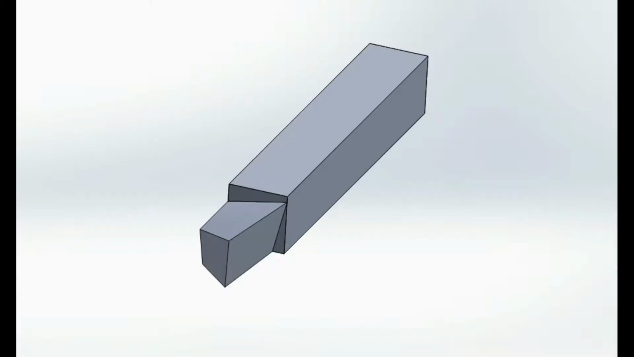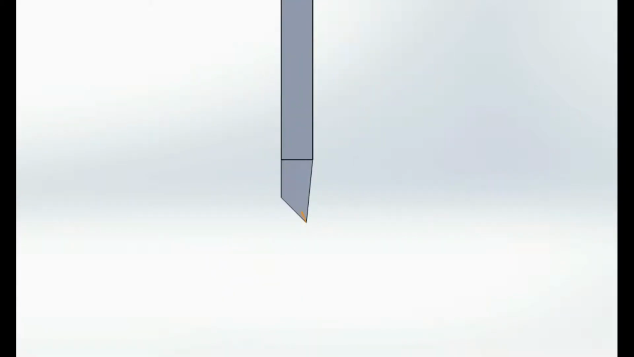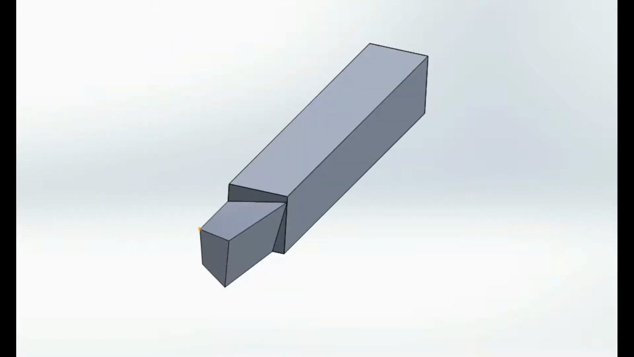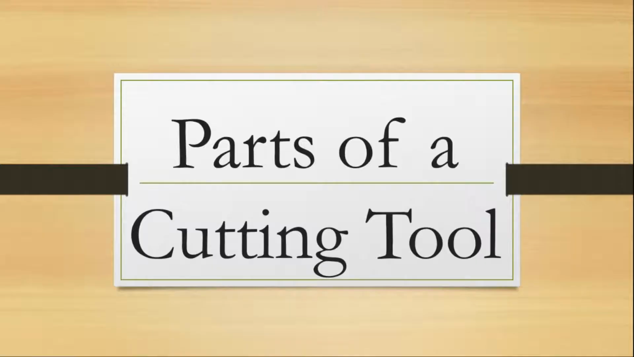An important part of any machining process is the cutting tool, which removes the unwanted material from the blank as chips. In conventional machining processes, the tool material is always harder than the workpiece material. Let's have a look at the parts of a cutting tool with reference to lathe.